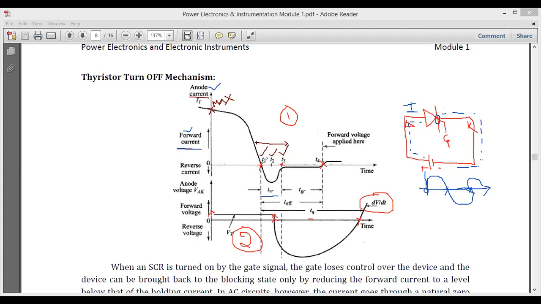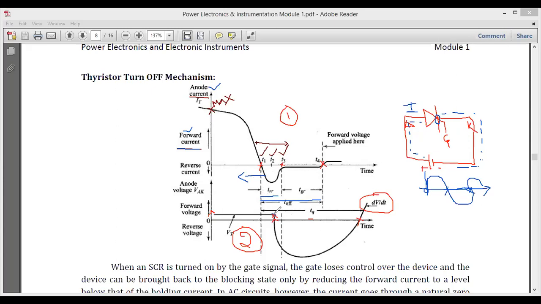This amount of time from this particular point, you can see the blue line, it is turned off. Your SCR is turned off. It is not on, it is off. Why is it off? Because the applied current is less than the forward current, because it is in the negative direction. That is the reason it is turned off.